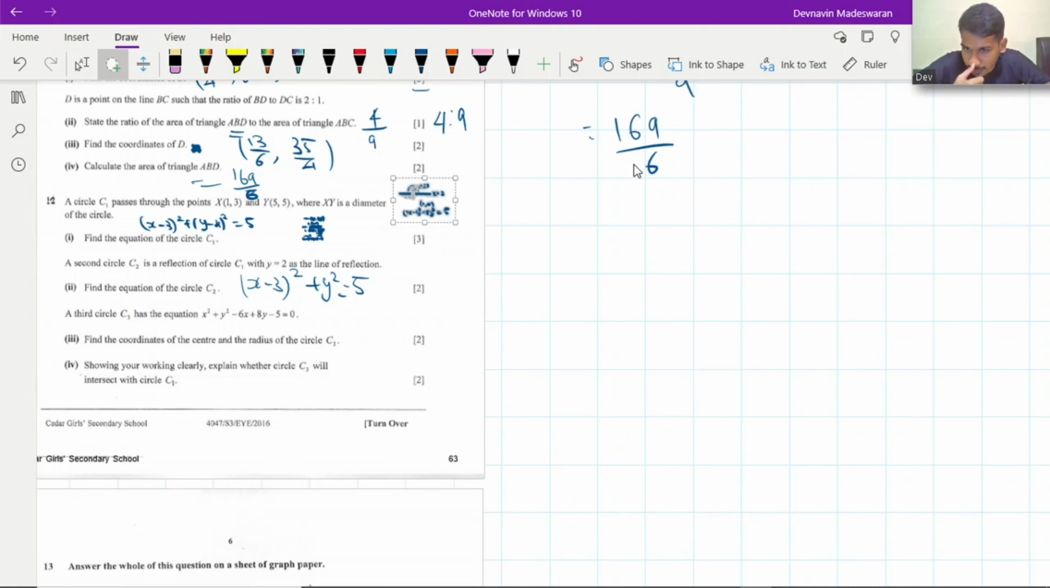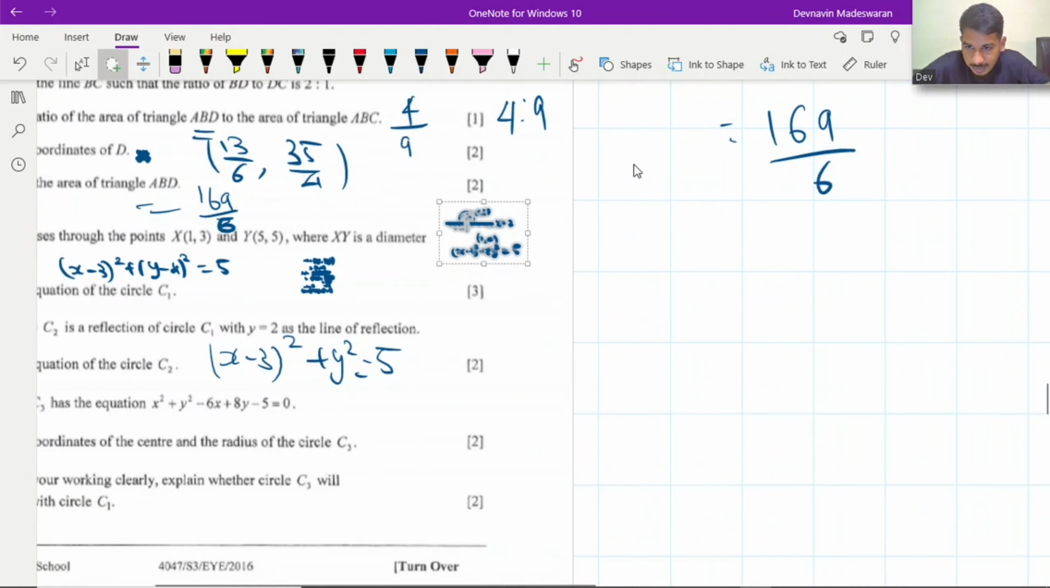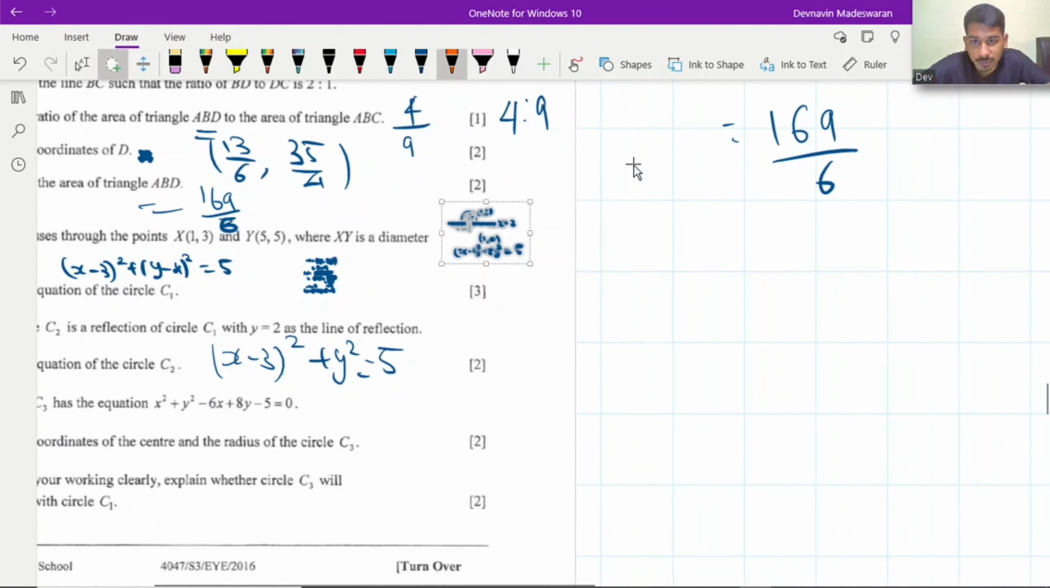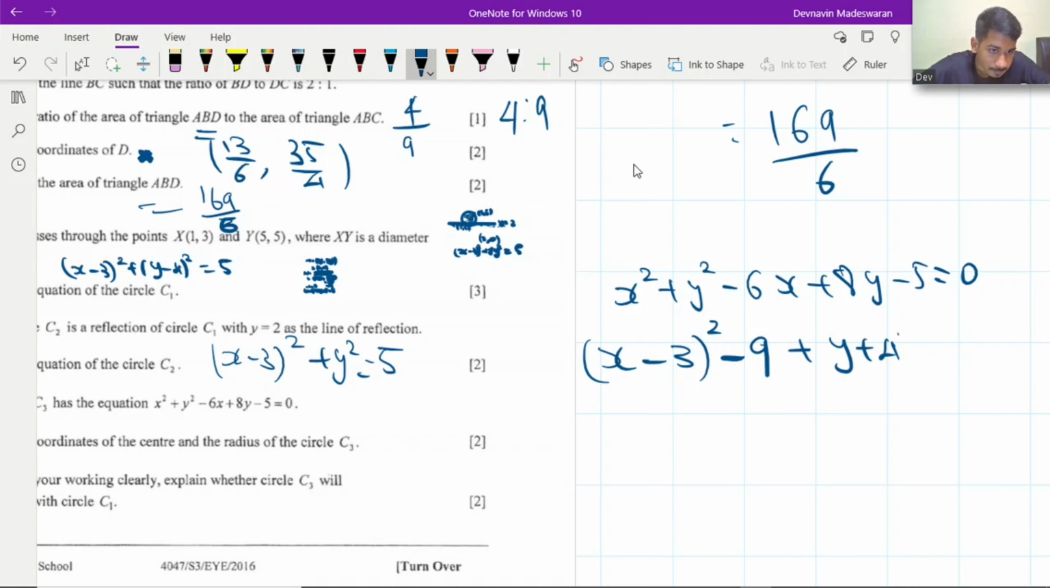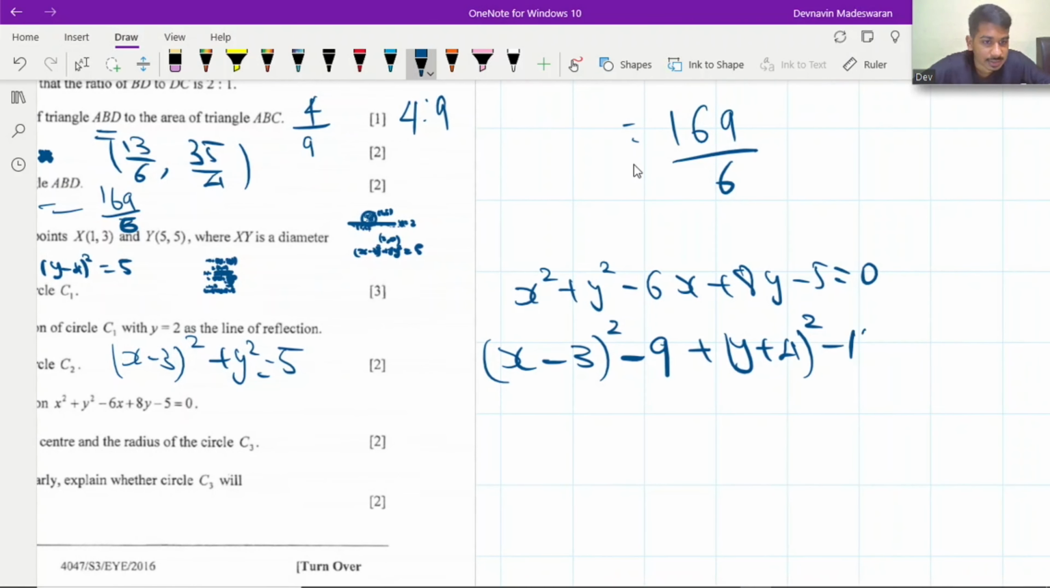Okay, so the third circle has that equation. Let's write it down. We need to do some completing of the square. x squared plus y squared minus 6x plus 8y minus 5 equals 0. So let's move all the x's together. It's going to be (x minus 3) squared minus 3 squared, which is 9, plus (y plus 4) squared minus 4 squared, what is 4 squared? 16, minus 5 equals 0.